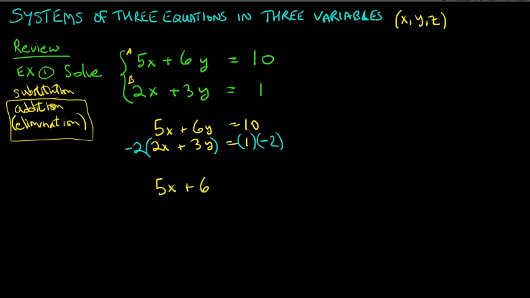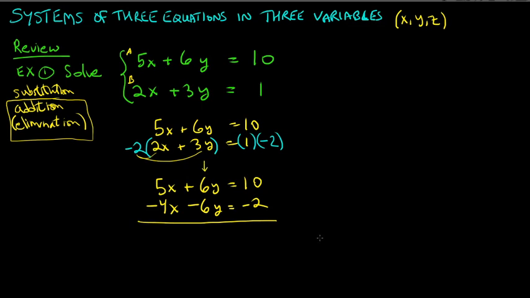I'm going to leave the first equation alone. And then negative 2 times 2x is negative 4x. Negative 2 times positive 3 is negative 6, times y. And then 1 times negative 2 is negative 2. So now I've set this up perfectly for adding the two equations. When I add 6y plus negative 6y, I get 0. If I add 5x plus negative 4x, I get 1 times x, and this is 0 times y. And this is 10 plus negative 2, which is 8. So right away, I get 1x equals 8. So x equals 8.